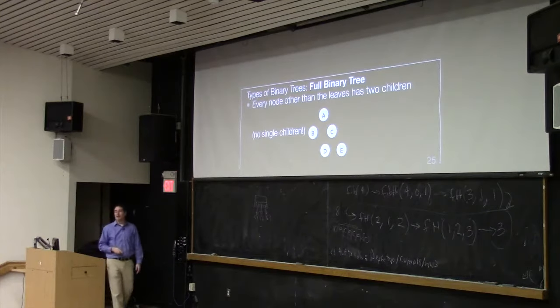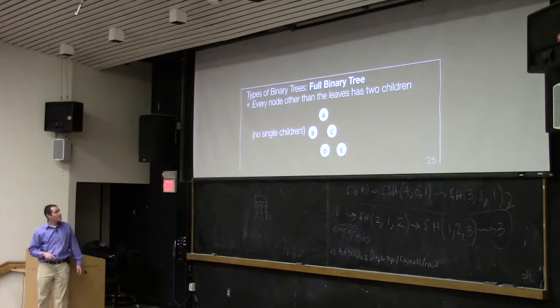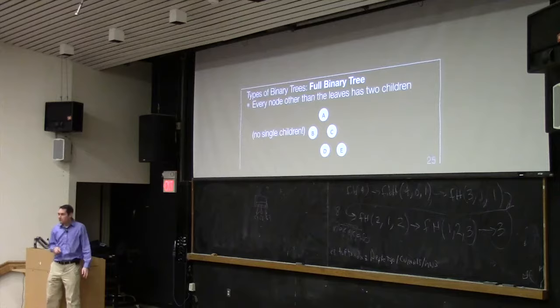A couple more pieces of terminology. A full binary tree means that every node other than the leaves has two children. You can't have a node, except for a leaf, that only has one child.